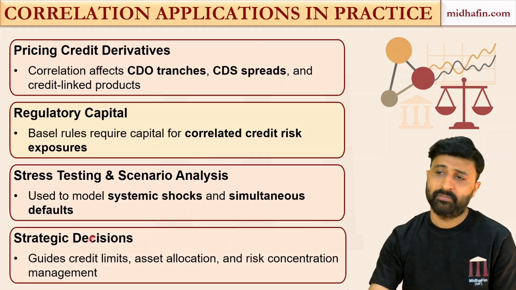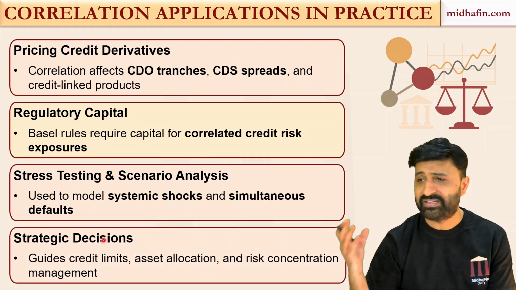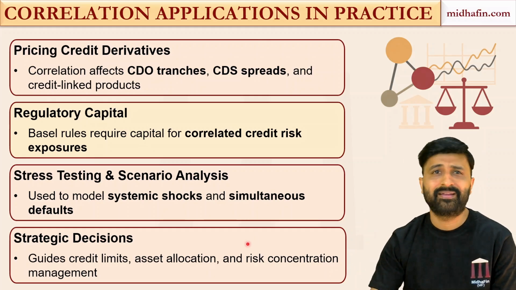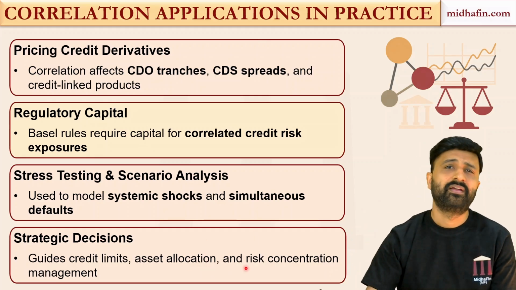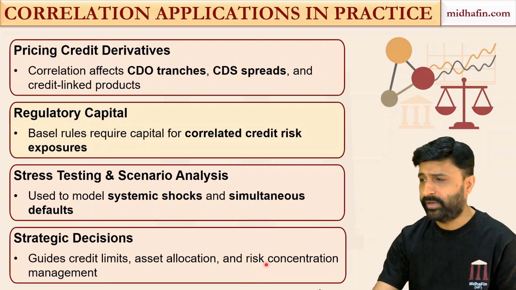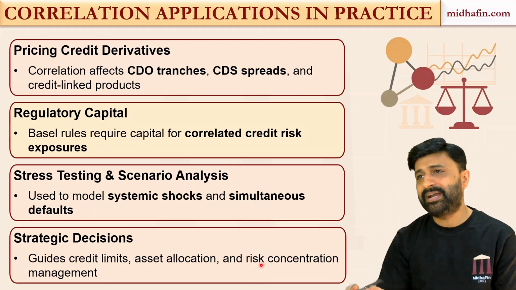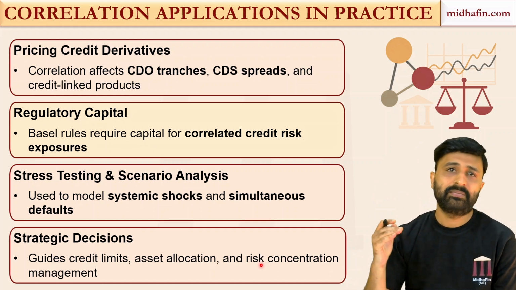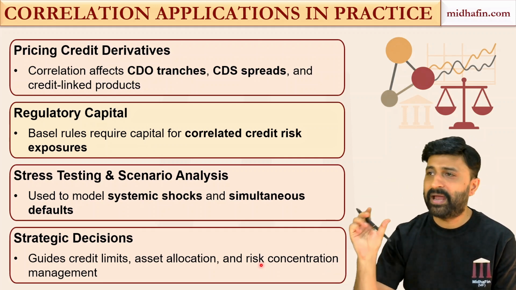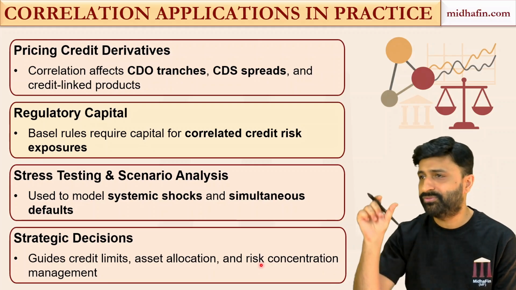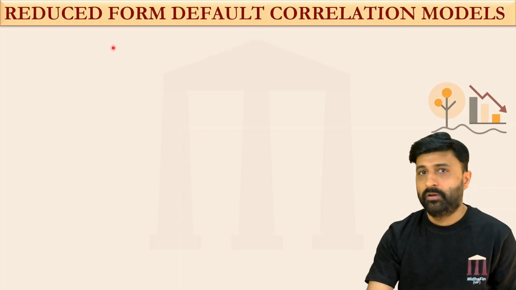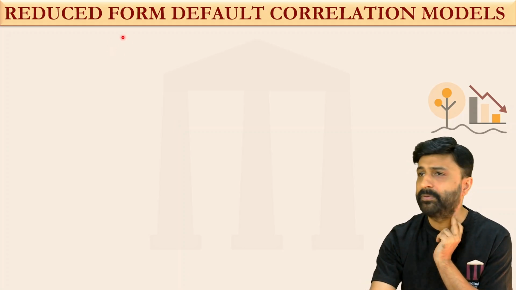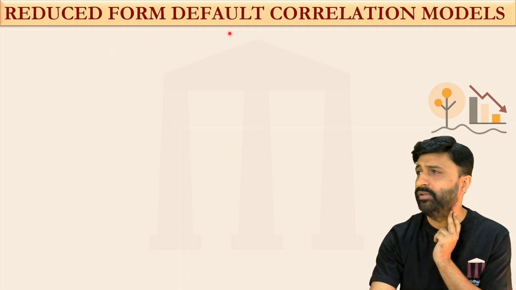And one of the very important applications is in strategic decision making. It influences day to day strategy: how credit limits are set, asset allocation is done, concentrations are managed, etc. So in short, understanding and estimating default correlation lets institutions see beyond individual credit risk and manage the systemic dimension of credit portfolios as well. We'll discuss types of default correlation models. Let's start with the first type, the reduced form model for default correlation.